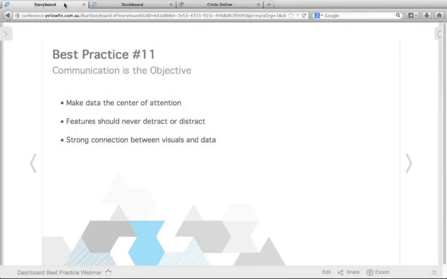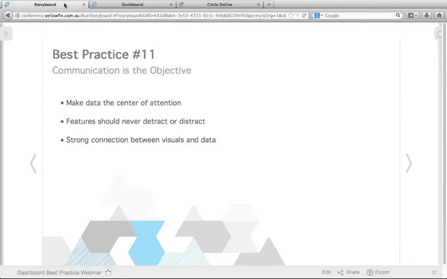Now, to one of the most important points: communication is the objective. So really make sure that the data is the center of attention. The design, the layout, color choices, chart types, and metric selection, all of these features I've discussed today really combine to highlight the core importance of the data. These elements should combine to convey the significance of the data in the most effective and efficient way possible. These elements should never detract or distract from the data being represented and the message that the data is attempting to deliver to your audience.